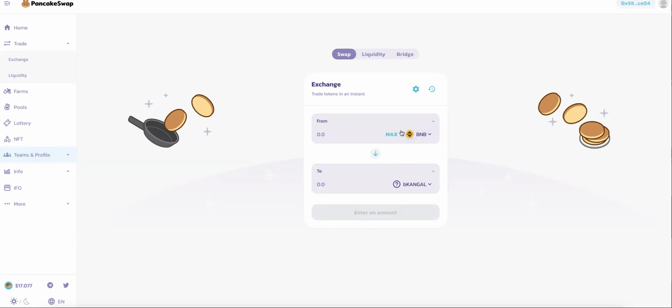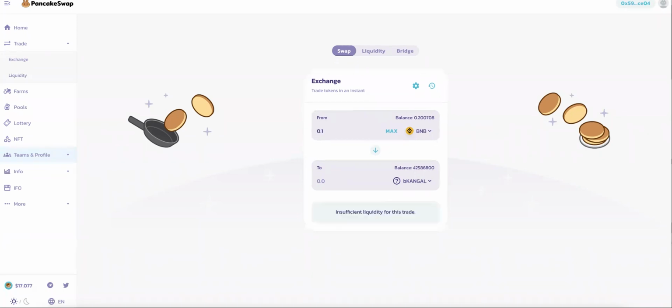It's going to connect Pancakeswap linked to Metamask, and that is my Metamask. My BNB should show up here anytime now. You see, that's my BNB there, and I think I have about 42 million Kangal here already. So I don't need to buy anything. But again, if you want to buy, I want to buy 0.1 of, I think I bought about 4 BNB actually.